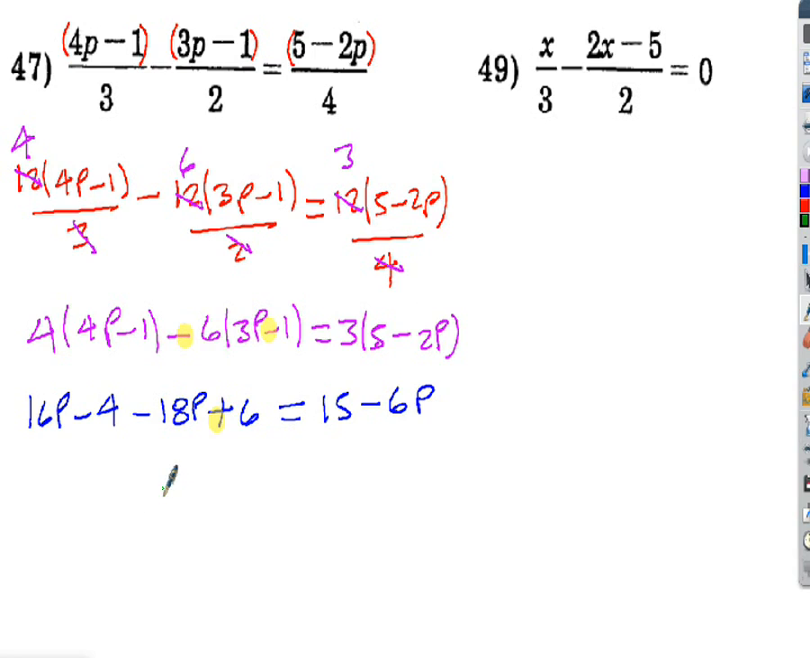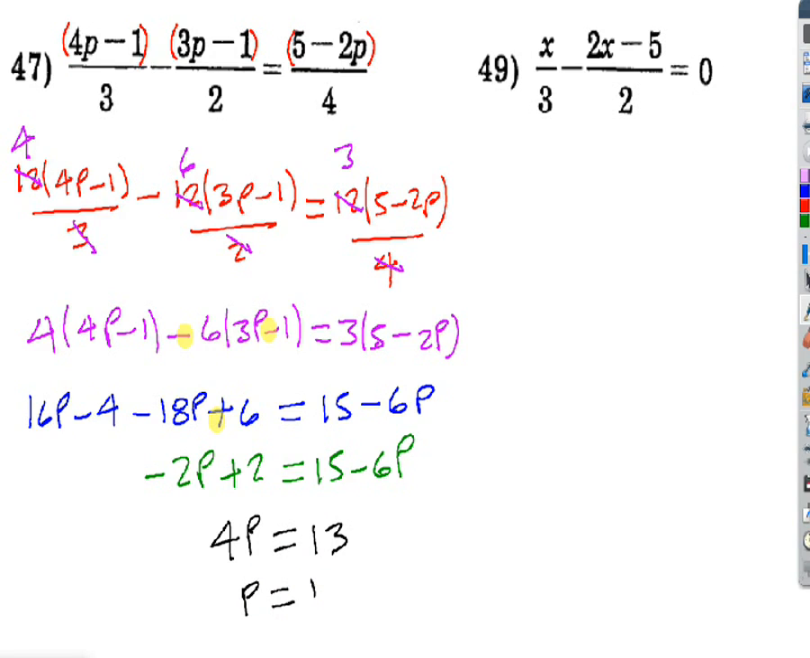Collecting my terms together, on the left hand side I've got 16p, and we subtract from that 18p, so that becomes negative 2p, and I've got negative 4 plus 6, so that's plus 2 on the left hand side. On the right hand side I've still got 15 minus my 6p. Now bringing the p's to the right hand side, if I add 6 to both sides of the equation I will get 4p on the left hand side, and if I subtract 2 from both sides of the equation I will get 13 on the right hand side. Dividing both sides by 4, then p is equal to 13 divided by 4.